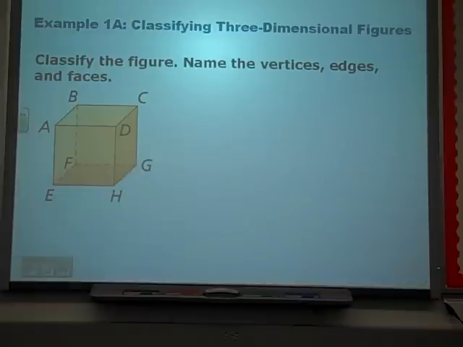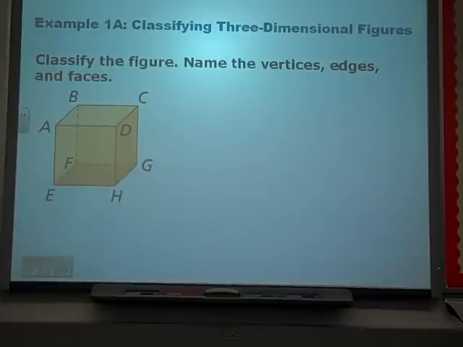To classify the figure, first we'd look at this. If we thought all of these sides were exactly the same, we might call it a cube, just like our dice is a number cube. But if we thought maybe these were bigger, a different size than this, we might call it a rectangular prism. Either one would be correct. We'd have to say prism because it has 2 bases, a top and a bottom, as well as the faces.